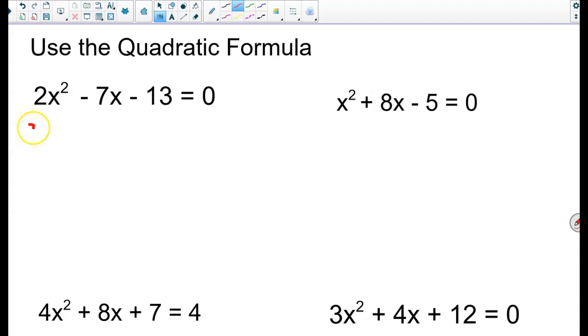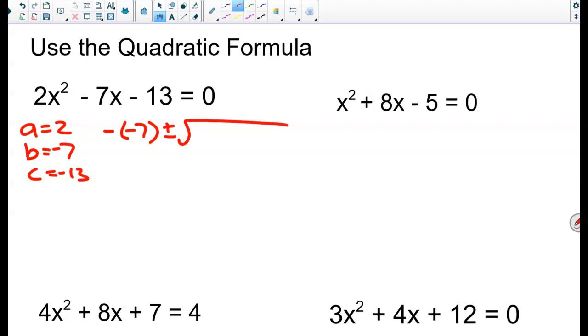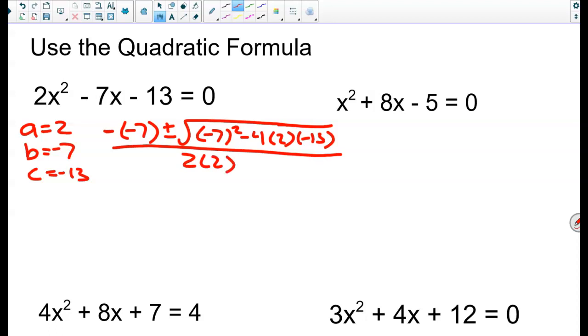So in this case, the first step I'm always going to do is this. I'm going to write down my A, my B, and my C, and I'm going to keep those signs with the numbers. And now we're just plugging in. Negative 7 plus or minus the square root of negative 7 squared minus 4 times 2 times a negative 13, and all of that is over 2 times 2.